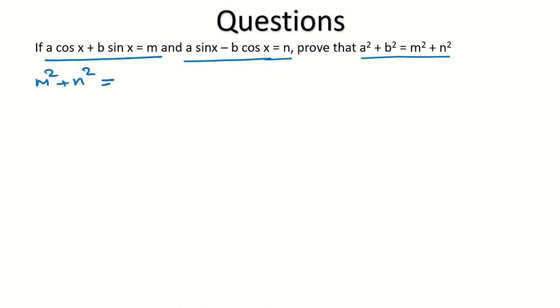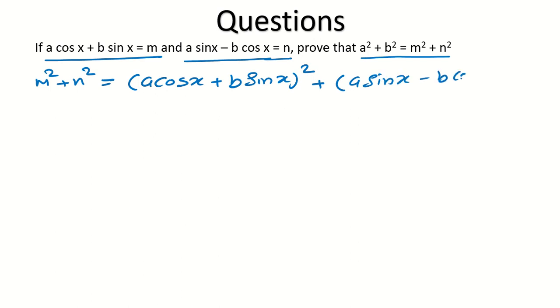See, in trigonometry you have so many methods to do the question. It is not that there is only one method, what I am telling you. Okay, so you can find an alternate method also, but first you understand this method. M square plus n square. Now what will be m square here? A cos x plus b sin x whole square plus n square means a sin x minus b cos x whole square.